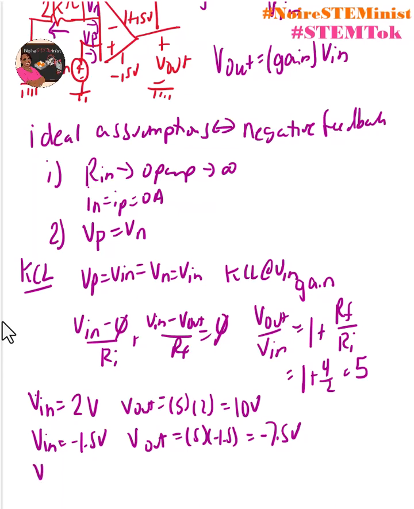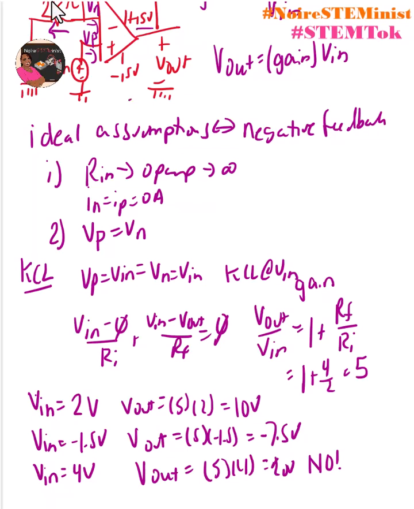Now, what if I put in Vin equals 4 volts? What you would be tempted to do is say, well, Vout is going to have to equal 5 times 4, which is 20 volts. And what I will tell you is the answer is no. No, because the power supplies are at positive and negative 15 volts, that means that this op amp is in saturation. Because the op amp is in saturation, it can never exceed the power supplies for the output. So the output for this is actually at 15 volts.